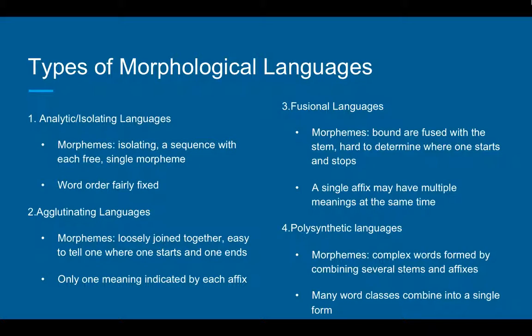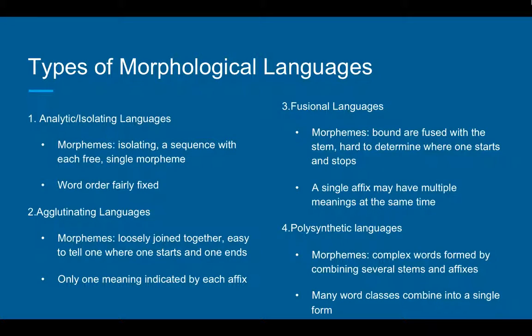In agglutinating languages, morphemes are more loosely joined together, and it's easy to tell where one starts and one ends, similar to analytic. The only difference is that only one meaning is indicated per affix. Fusional languages is where the morphemes start to get a little more complicated, where they are fused with the stem, and it's more difficult to tell where one starts and one stops. A single affix may have different meanings at the same time.